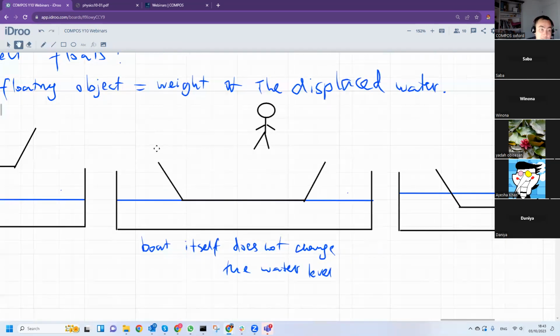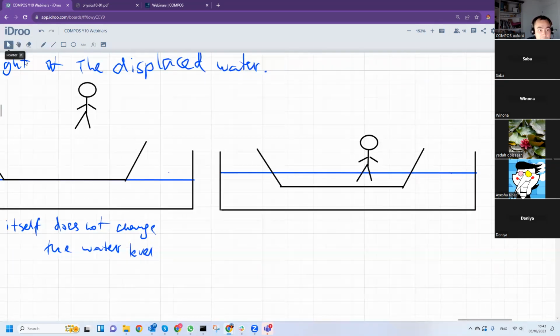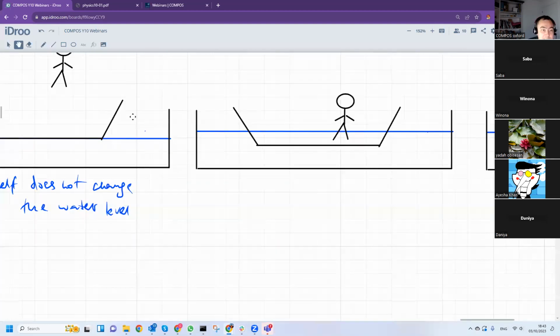Now you place yourself into the boat. You are an object that floats. And of course, the boat sinks and the water level rises.